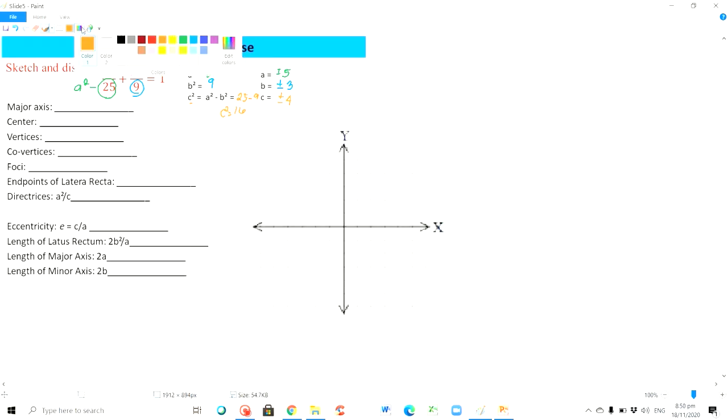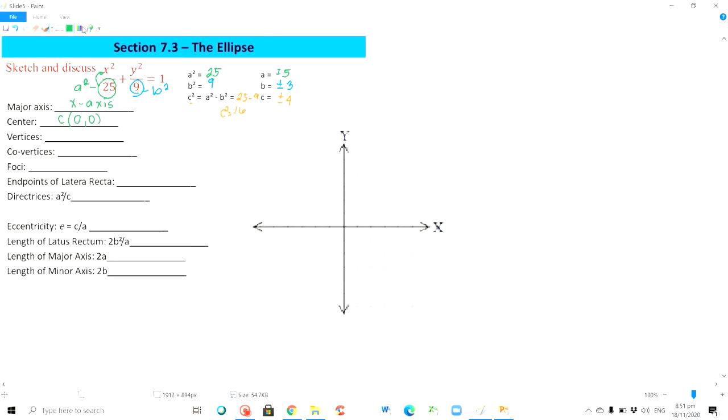Now, having all this, ABC, tingnan po natin ngayon, ano po ba yung major axis? Now, for the major axis, since A is 25, ang nasa ibabaw po niya, or nasa numerator po niya is x squared. Kaya, conclusion natin, it is along the x-axis. Okay, for the center, ang center po natin dito ay 0, 0, since wala naman pong HK.